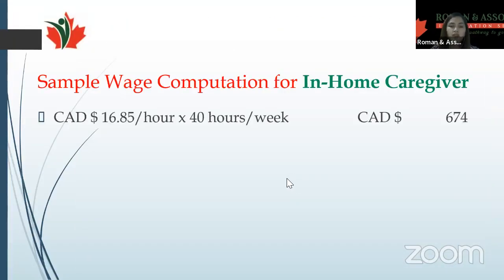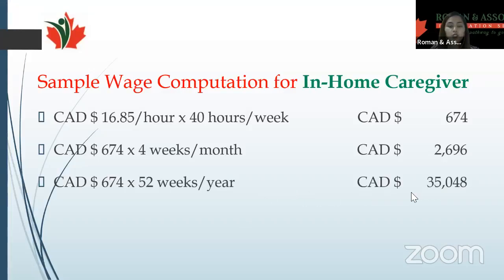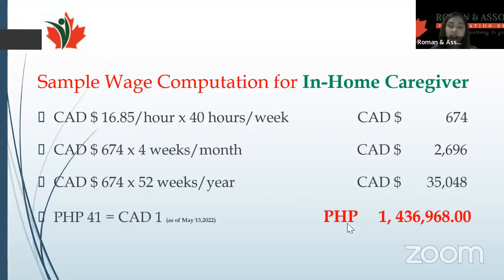Now, let's compute that, given that you will be earning 16.85 Canadian dollars per hour as an in-home caregiver. Again, you are asked to work 40 hours per week and you will be earning 674 Canadian dollars. For 1 month, you will be earning 2,696 Canadian dollars. And for the whole year, you will be earning 35,048 Canadian dollars. That simply means you will be earning 1,436,968 pesos with just working one whole year in Canada as an in-home caregiver.